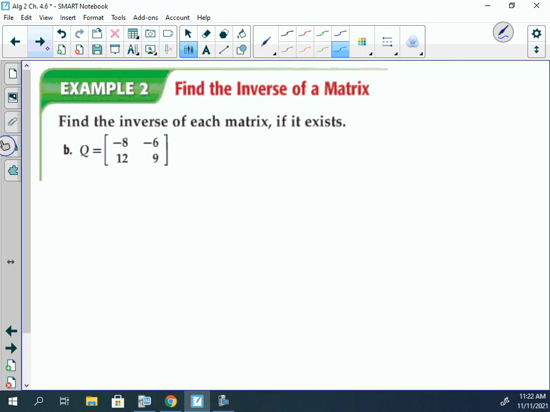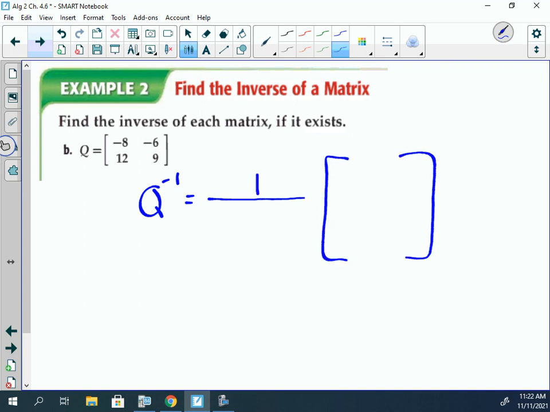Let's look at Q. So if we want the inverse, Q inverse, we're going to have one over the determinant of Q. So our 2 by 2 determinant is these two multiplied together, so negative 8 times 9, minus these two, which would be negative 6 times 12.